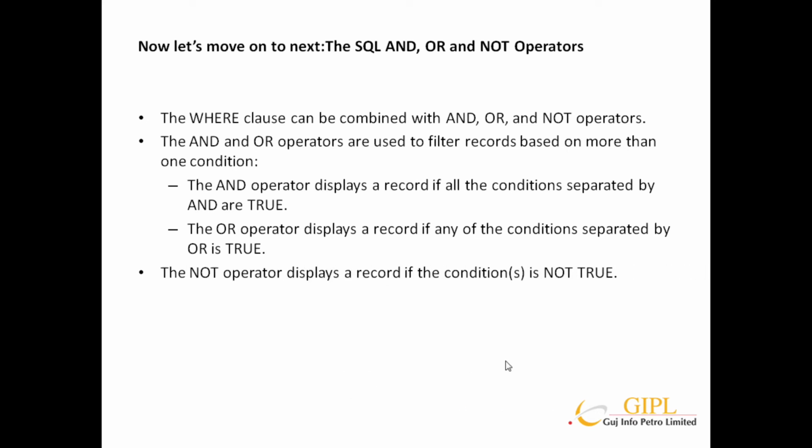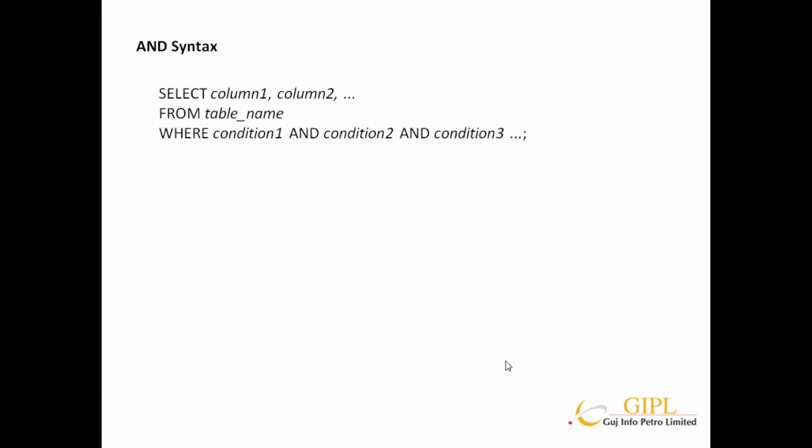The NOT operator displays a record if the condition is not true. Now let's look at the syntaxes. The AND syntax: select column 1, column 2, etc. from table name where condition 1 and condition 2 and condition 3, and any number of conditions that you want can be put over here.